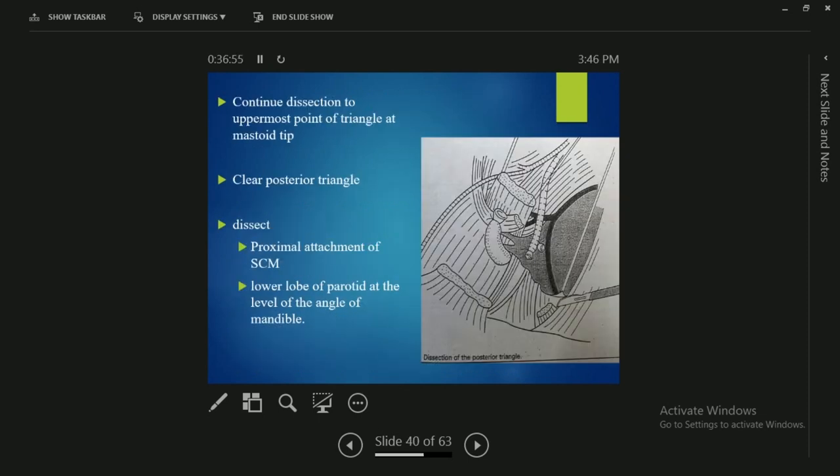Continue dissection to the uppermost point of the triangle at the mastoid tip and clear the posterior triangle. And dissect the proximal attachment of the sternocleidomastoid muscle and the lower lobe of the parotid at the level of the angle of the mandible.